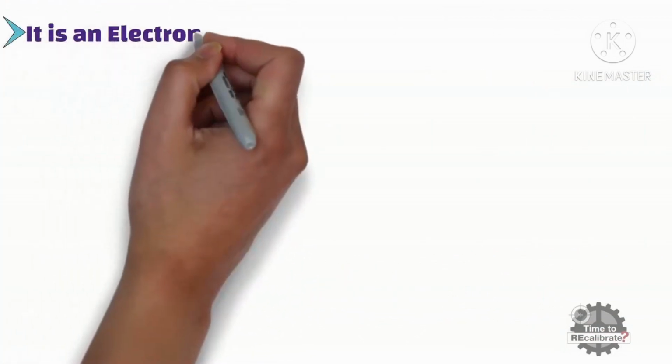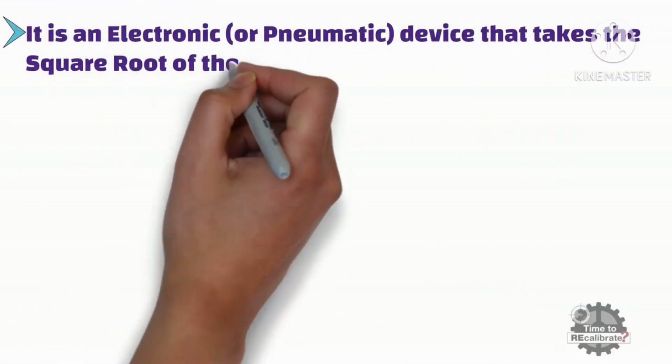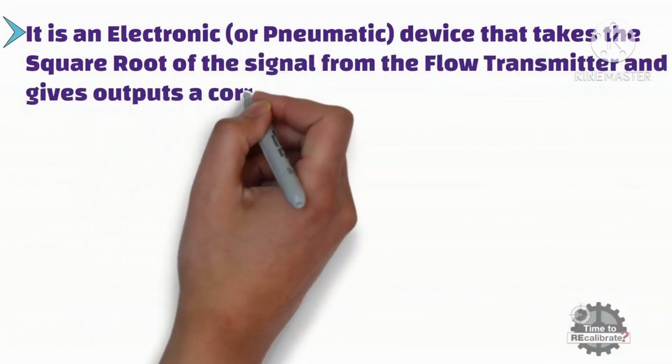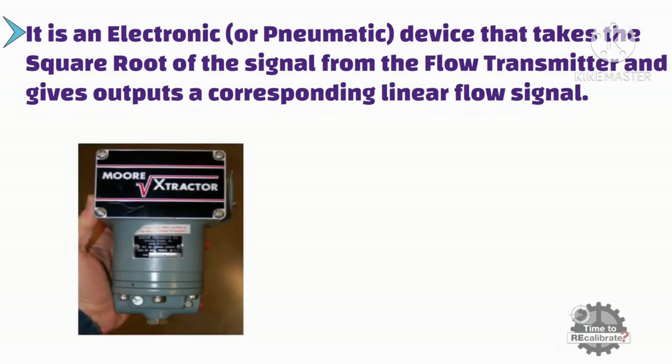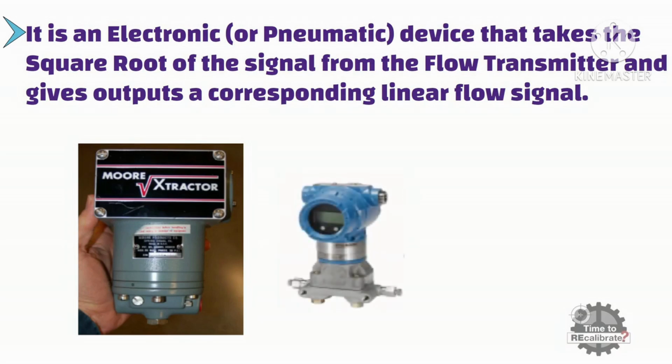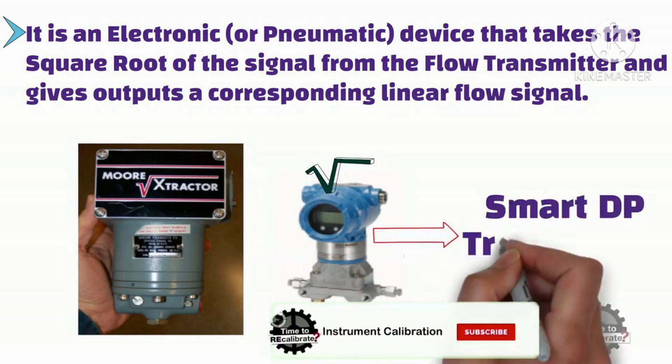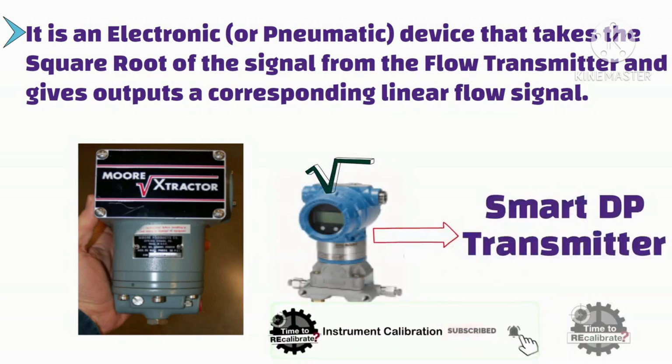So, square root extractor is an electronic or pneumatic device that takes the square root of the signal from the flow transmitter and produces outputs corresponding to linear flow signal. In other words, it takes square root input milliampere signal from DP transmitter and converts it into linear milliampere signal. As you can see from the picture, the square root function was performed in a separate device called a square root extractor in the days of pneumatic instrumentation. Nowadays, all the smart DP transmitters come with square root extractor function. In other words, user can select square root extractor function from transmitter.